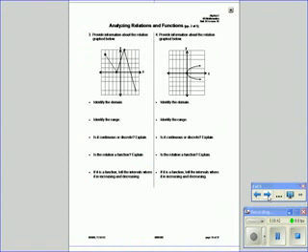It says identify the domain. Domain is what axis? X or Y? X. What is my furthest point over here on the left? Negative 4. And what's my furthest to the right? 4. Positive 4. So my domain is going to be in between those two numbers.